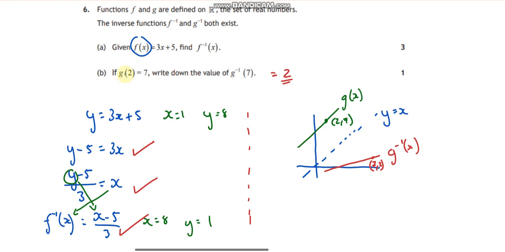But just to make sure you get the marks, I would write the full thing. g to the negative 1 of 7 is going to be equal to 2. So it's just one line of working, but make sure you answer the question fully. I would just put the full shebang.